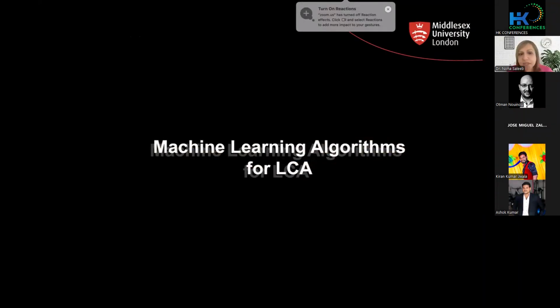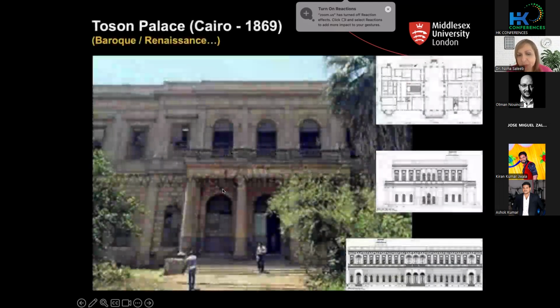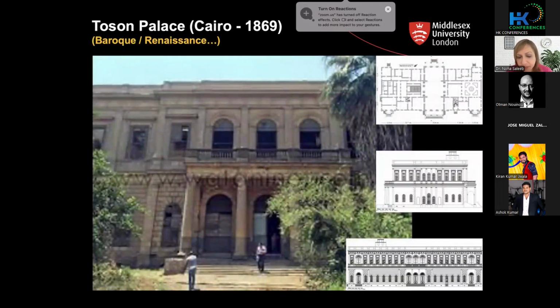So this brings me to my third and final part of my presentation. And this is about what specific machine learning algorithms can be used for life cycle analysis in buildings. And this is where I go a little bit deeper into a practical application that we actually did.